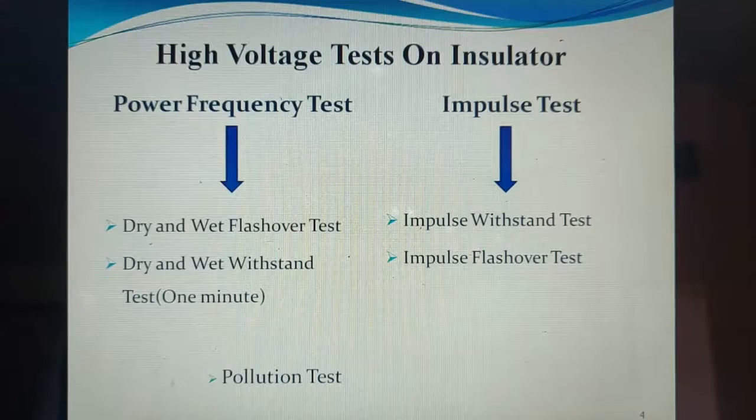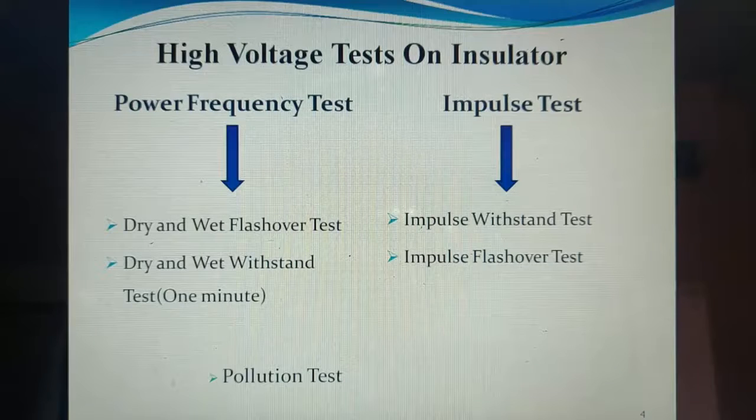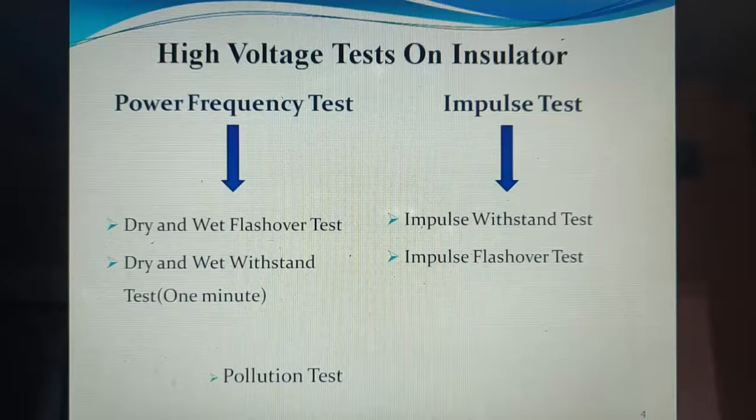Okay, the voltage is gradually increased until flashover occurs, and after 10 seconds the flashover voltage is applied again. We observe that the mean of the 4 or 5 applications must not be less than the rated or specified wet flashover voltage. Here 5 readings are taken, and we observe how many times flashover occurs.